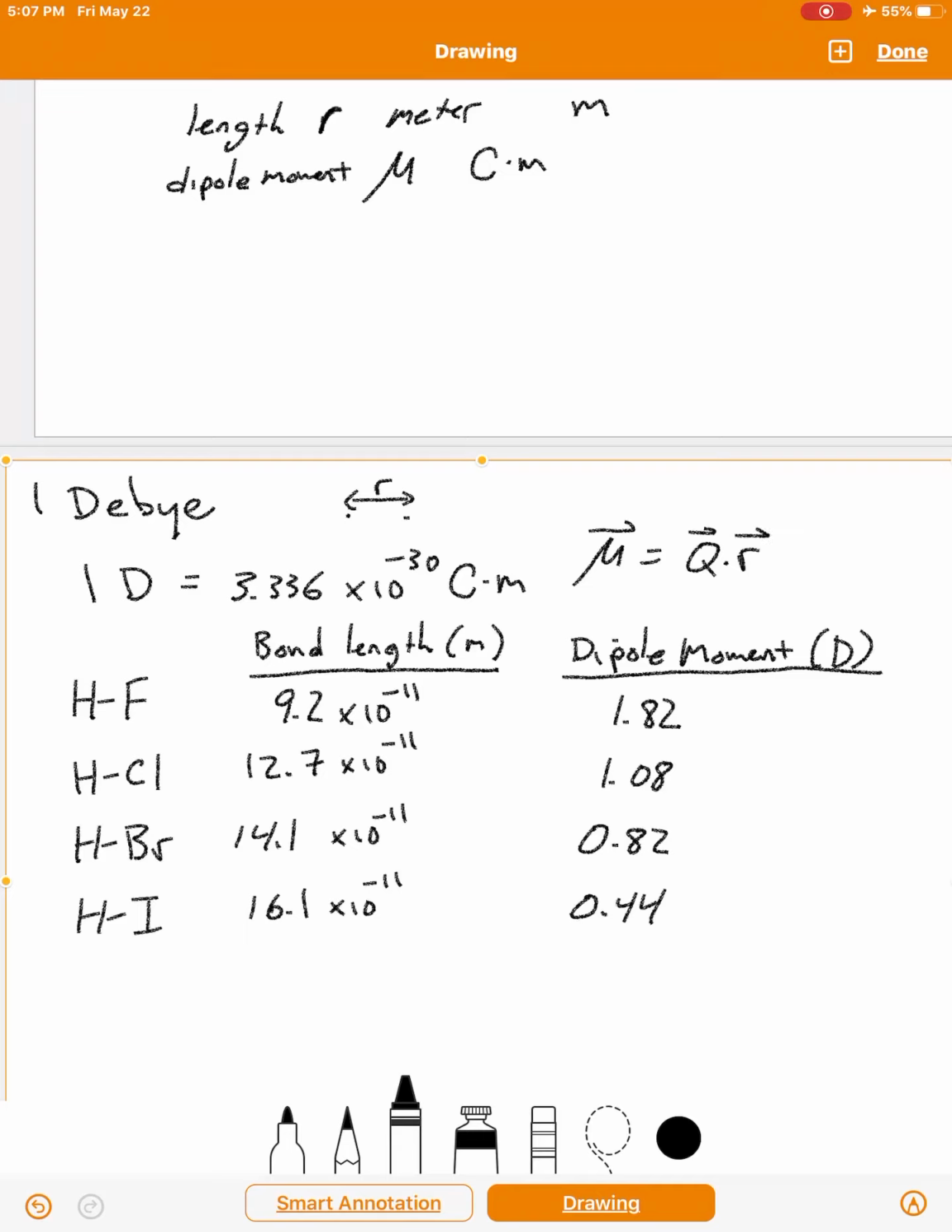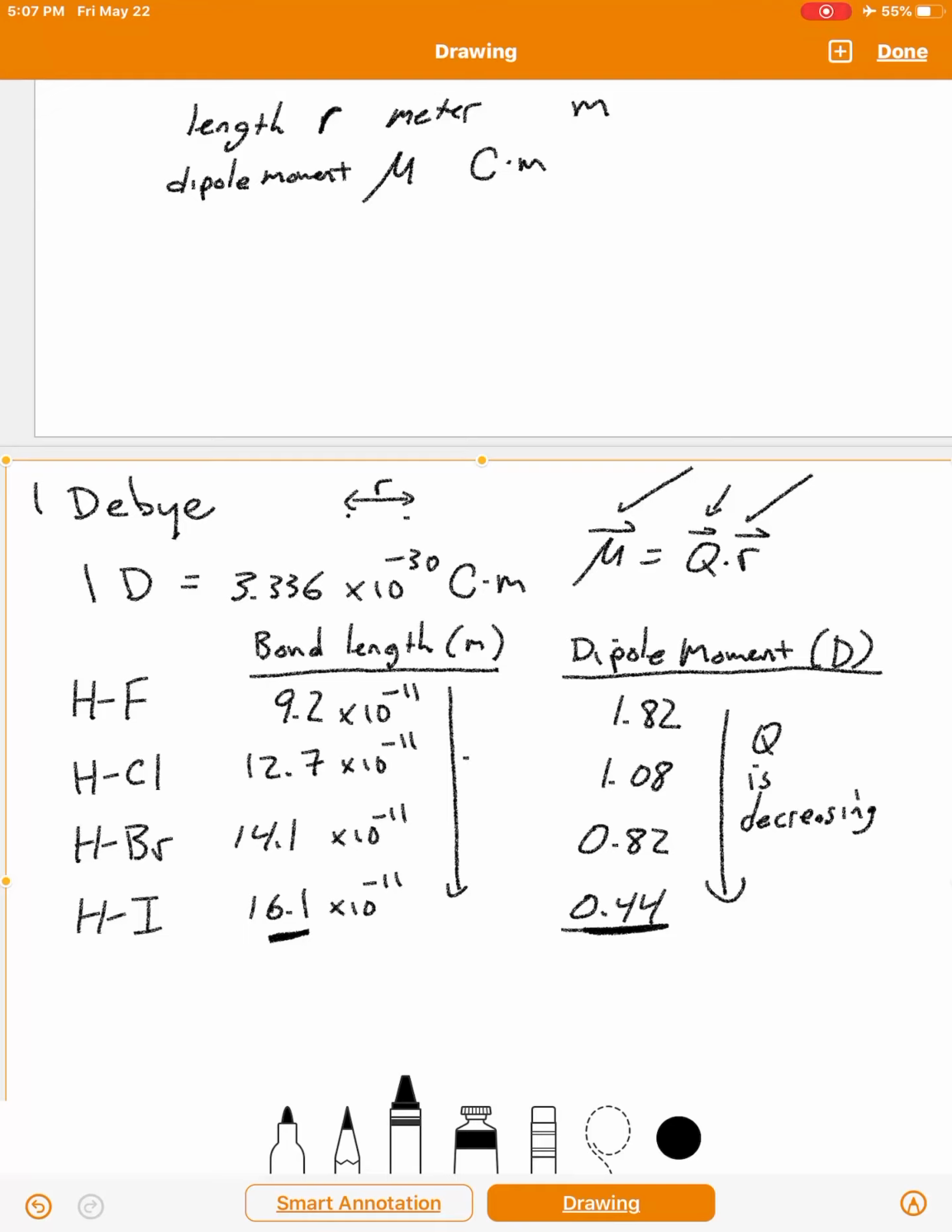The distance between the two particles is increasing. It's getting bigger here, and it's larger here. So if the distance is bigger, the dipole moment should be bigger. But it's clearly not. This is the smallest value here. So that means the charge is getting smaller. Q must be getting smaller as you go down. Q is decreasing.